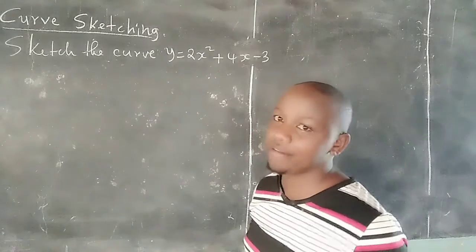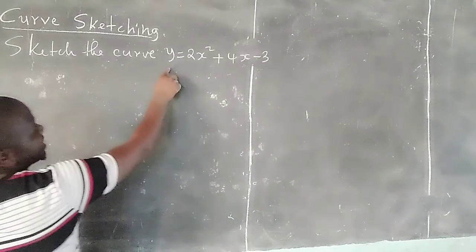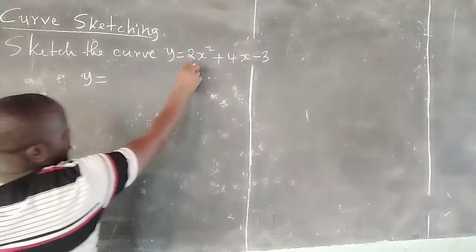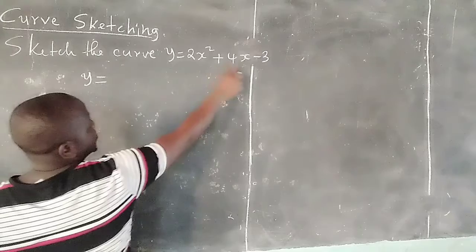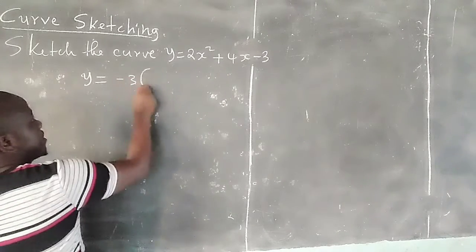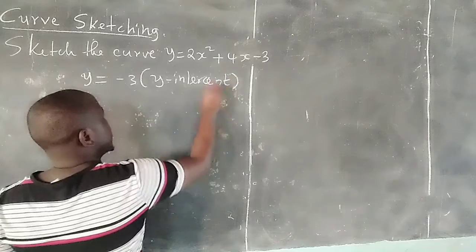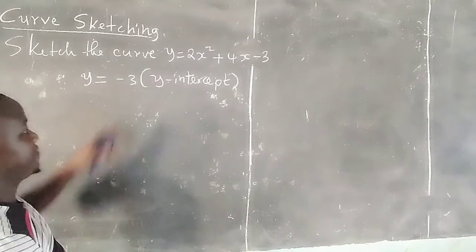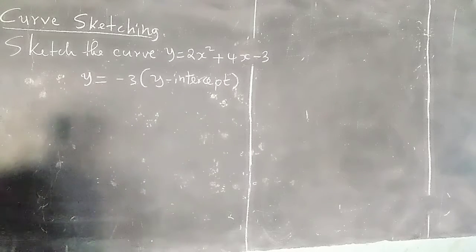To sketch a curve, we said we can determine the y-intercept first of all, and at the y-intercept x equals 0. Therefore, we can get the y-intercept by substituting 0. This will become 0, 0 and negative 3. Therefore, the y-intercept will be negative 3.